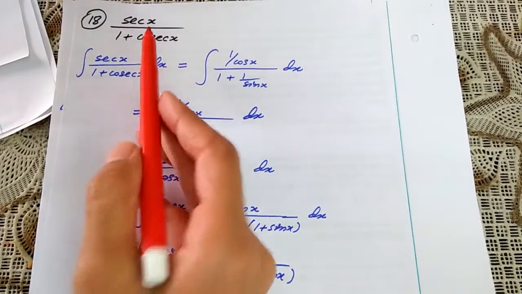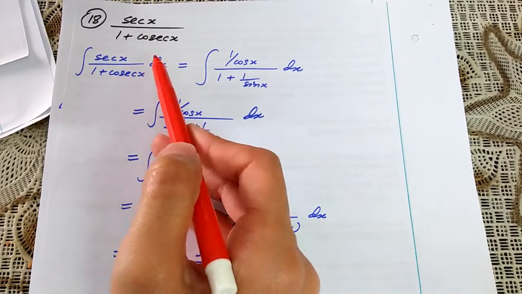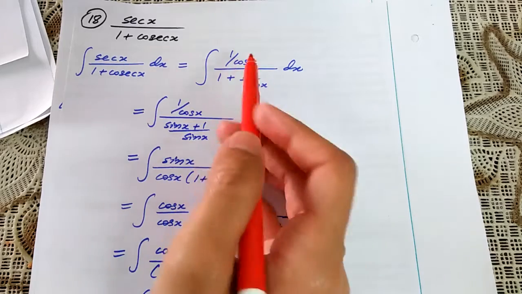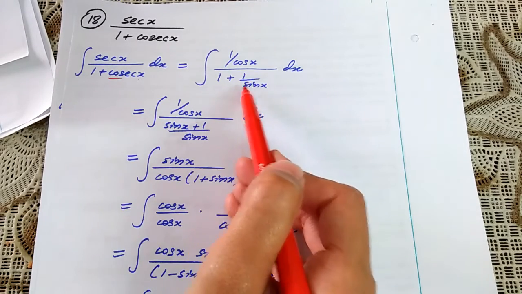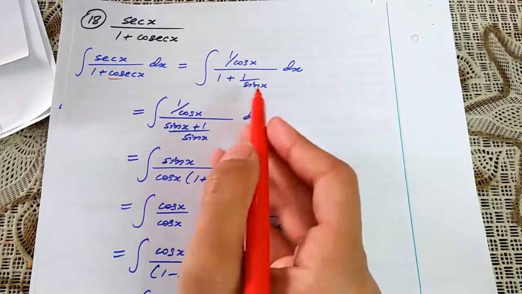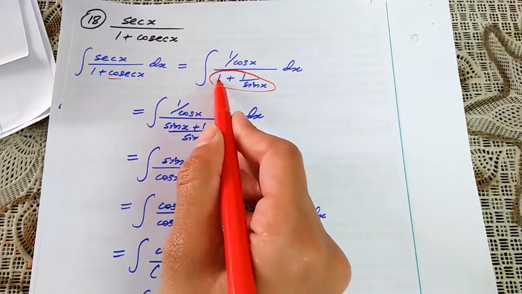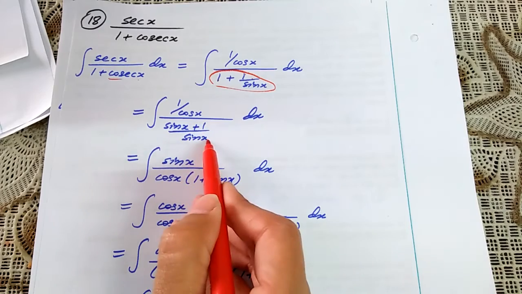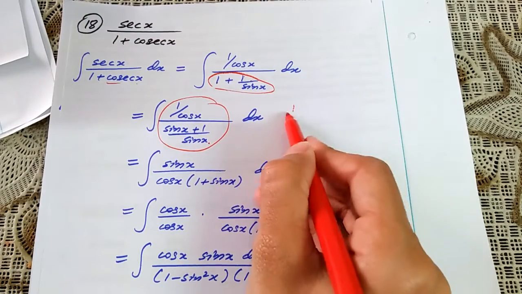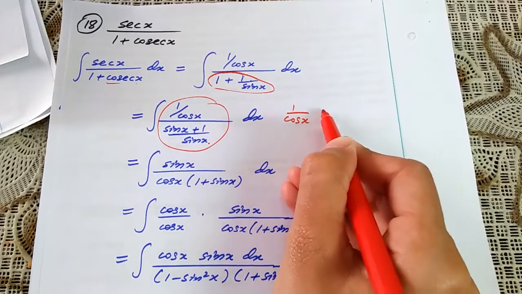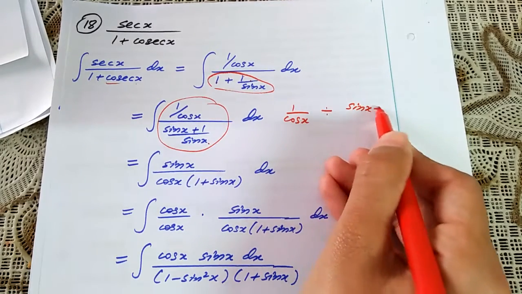Question number 18. Secant x over 1 plus cosecant x. We need to simplify it first. Secant x can be written as 1 over cos x and cosecant x can be written as 1 over sine x. Now in the denominator we can simplify it further. It can be written as (sine x plus 1) divided by sine x. Now this thing we can simplify as: write the numerator, write the division sign and then write the denominator like this.